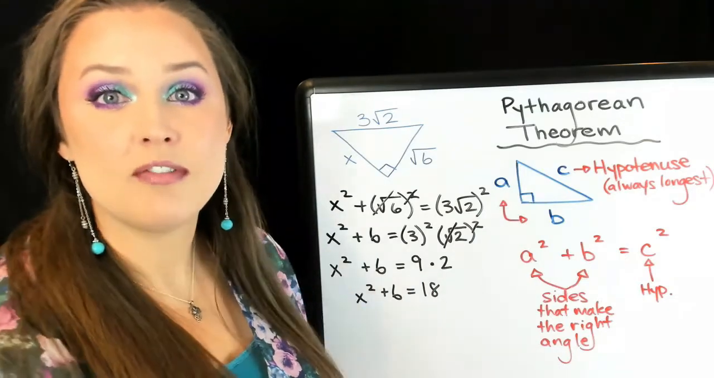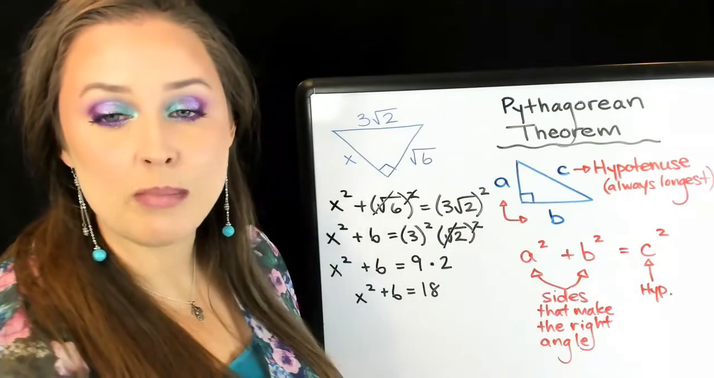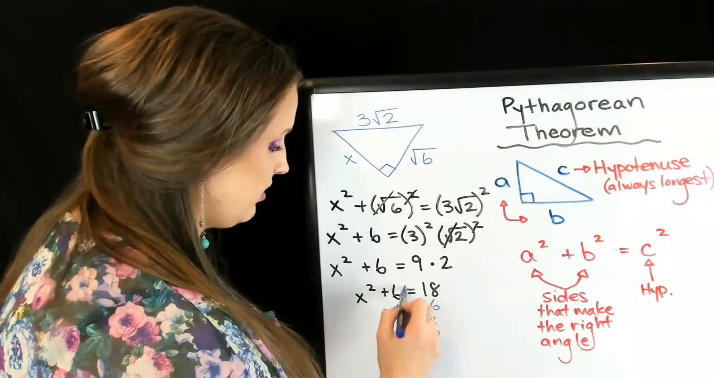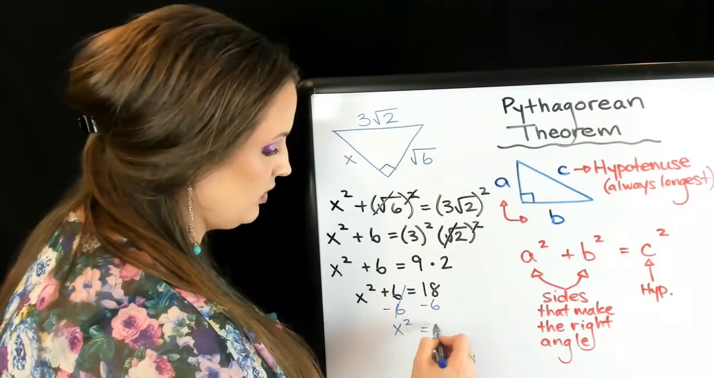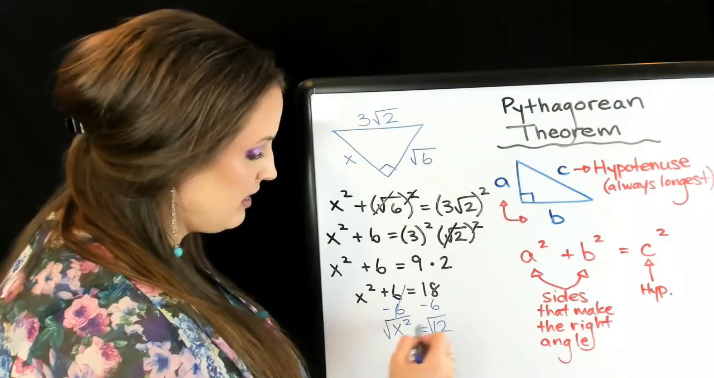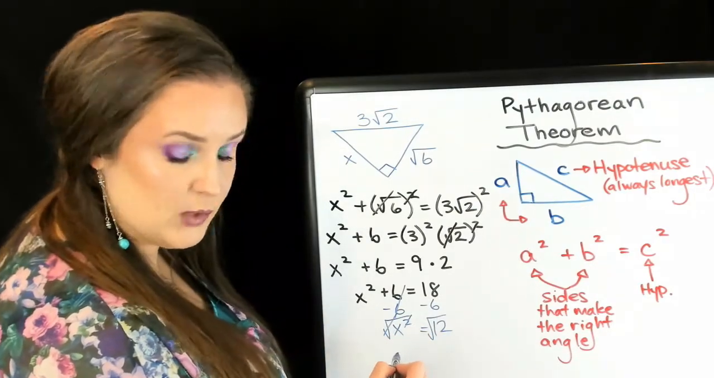Now, since we're trying to solve for x, we're going to want to get x alone by first subtracting our 6 and then we're going to square root to cancel off that power. So we have x squared equals 12, and we square root that. And by that, I mean both sides always.